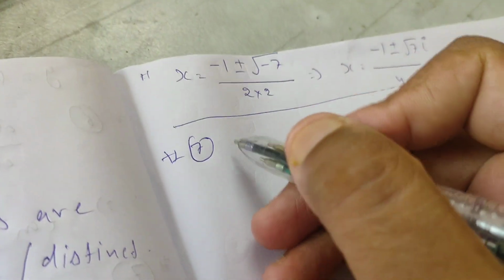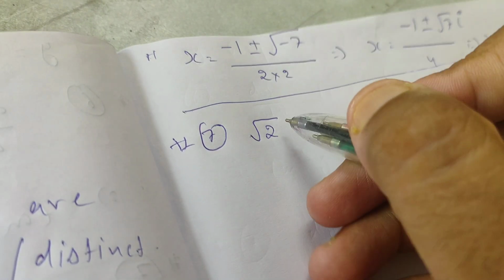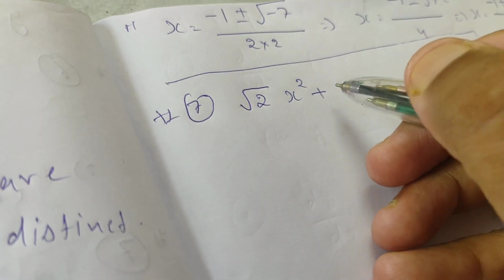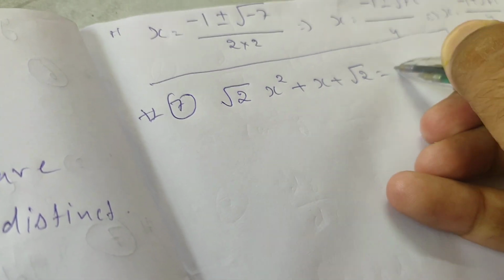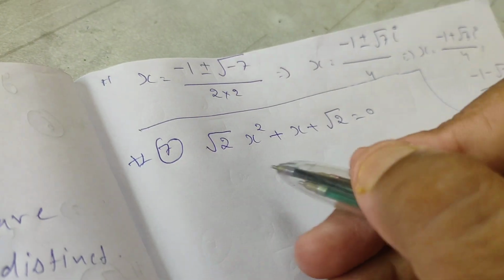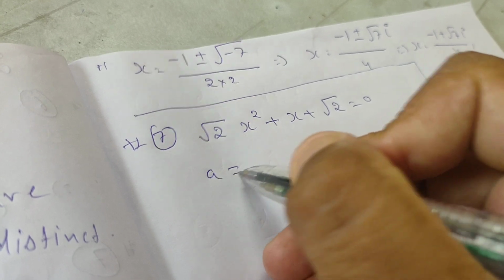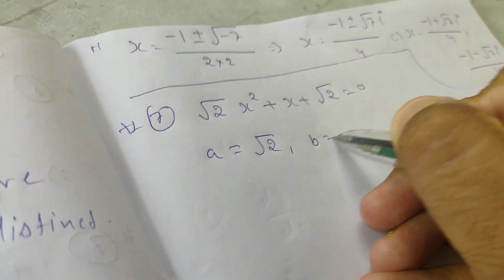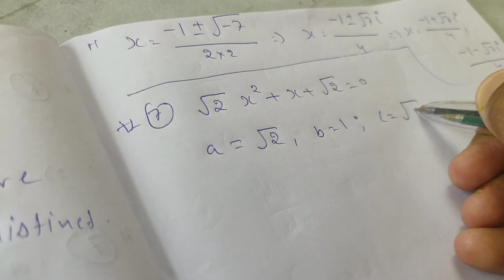In the same manner you do all the questions. The seventh question is under root 2x square plus x plus under root 2 is equal to 0. So compare this with the same. What will be the value of a? a is equal to under root 2, b is equal to 1 and c is equal to under root 2.